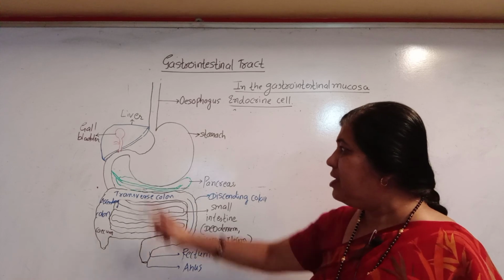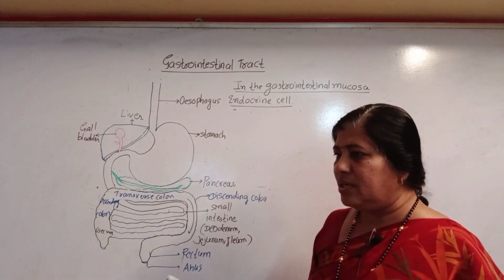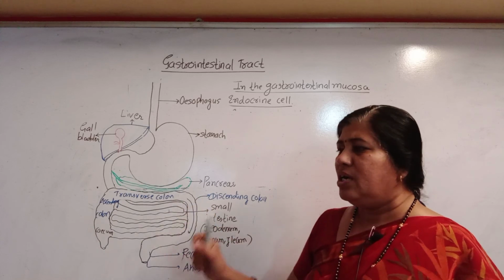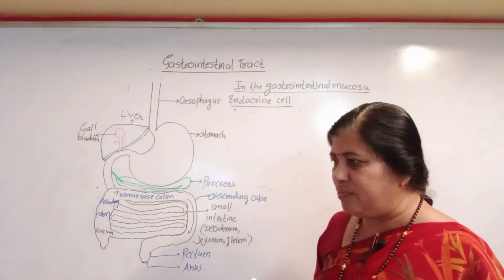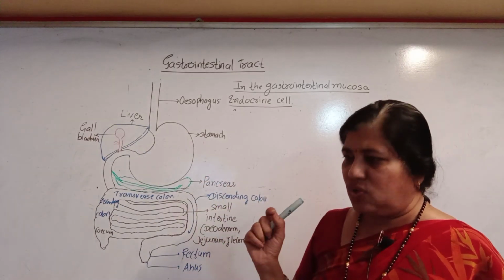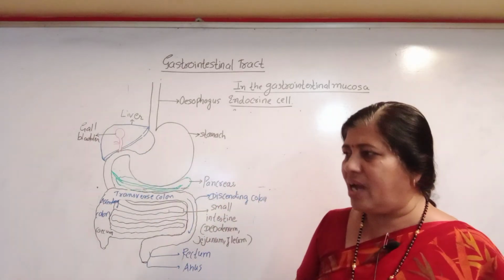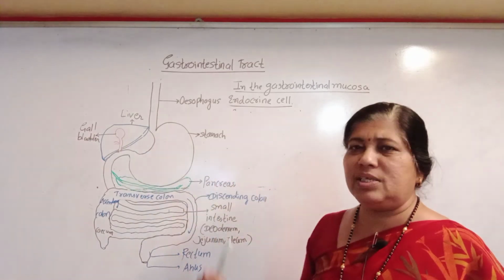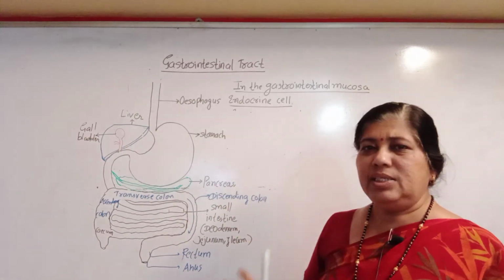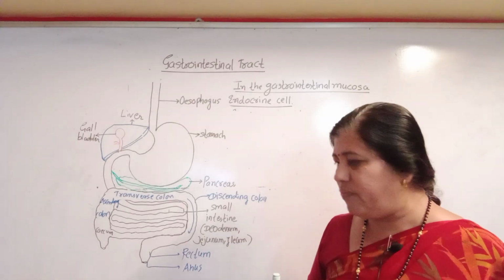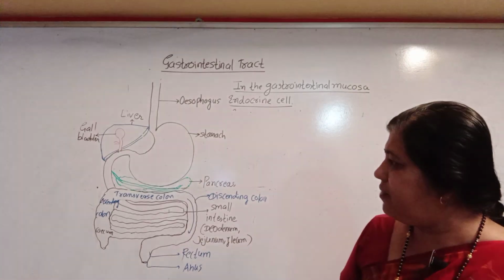Then third one, that is cholecystokinin. It stimulates liver and pancreas. It stimulates liver for secretion of bile and pancreas for secretion of all its enzymes. What is the function of bile? Bile contains 2 pigments, that is biliverdin and bilirubin, and bile is responsible for emulsification of fat. Emulsification of fat means breakdown of larger fat globules into smaller ones.